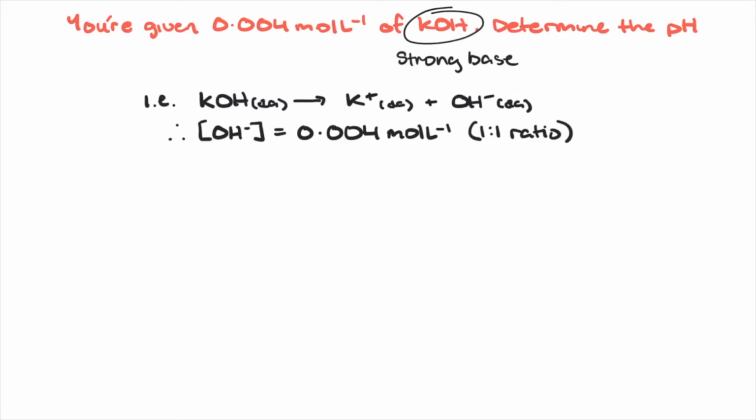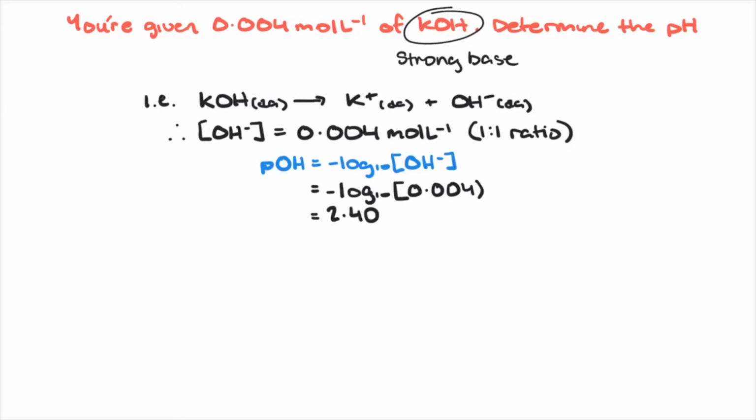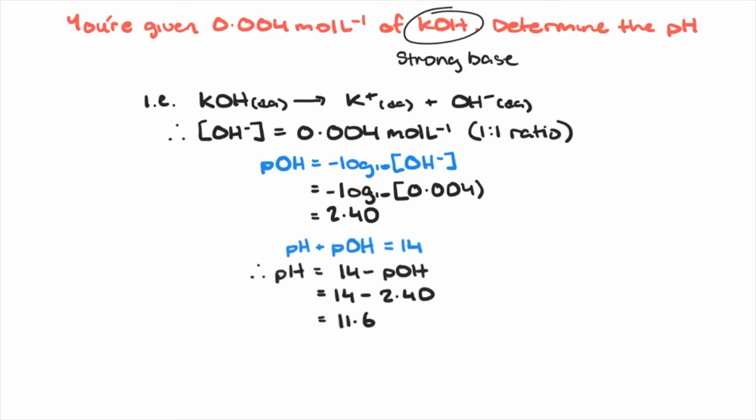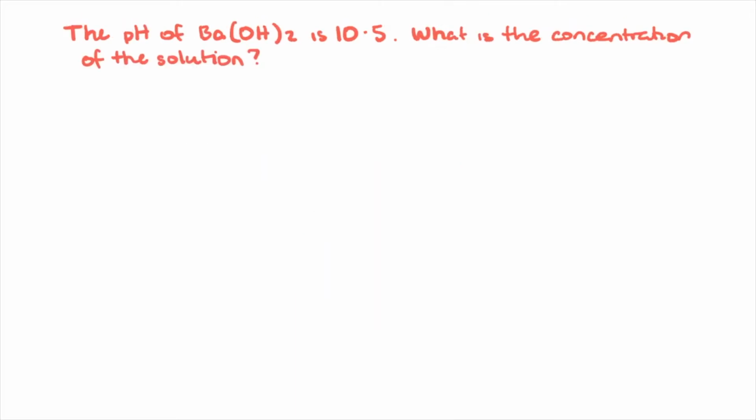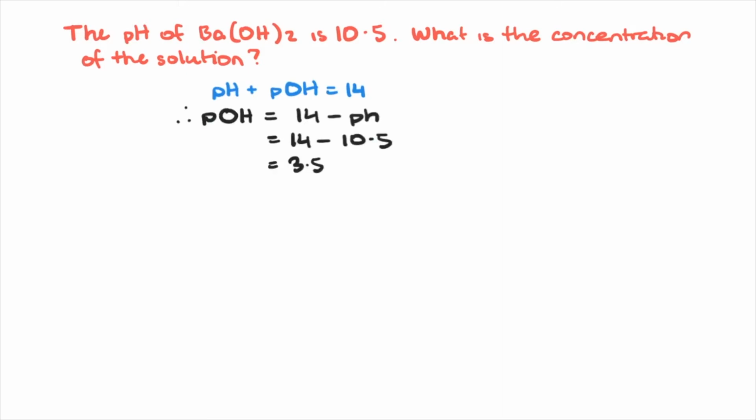This can then be converted to pOH, and since we know that pH plus pOH equals 14, we solve for pH, which equals 11.6. Here's a slightly more difficult one. The pH of barium hydroxide is 10.5. What is the concentration of the solution? We know pH plus pOH equals 14, so we'll solve for pOH.